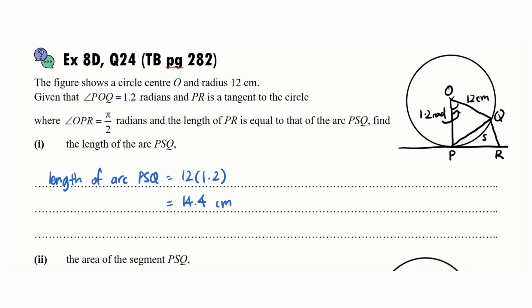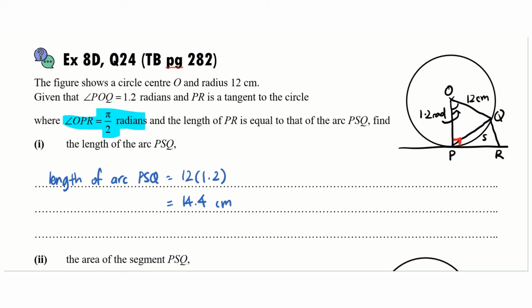Let us now take a look at question 24 found in exercise 8D. This figure shows a circle, center O and radius 12 cm, and given that angle POQ is 1.2 radians and PR is a tangent to the circle. Later on in this year for E Maths, you will learn that when a tangent touches a circle, the tangent itself is perpendicular to the radius. In this question, they did tell you that angle OPR is pi over 2 radians as well. But later on in the year, this information may not be provided and you need to make that realization.